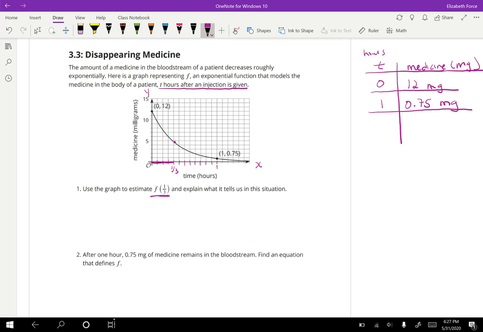And if I go up to my table, we'll say it's 4.8, 4.9, because it's really close to 5. And what does this mean? I'll go ahead and write that value down first. f(1/3) is about 4.8, and 1/3 is representing the x-axis, so it's 1/3 of an hour later. We have 4.8 milligrams of the medicine in the body.